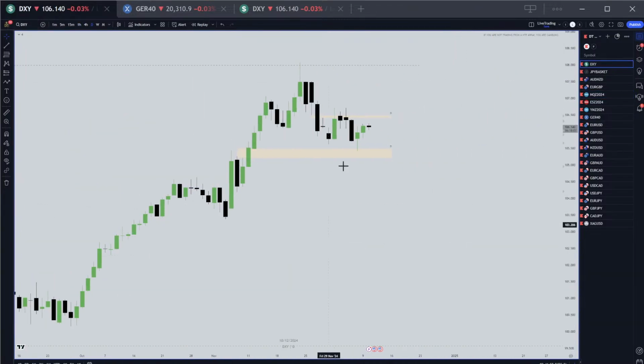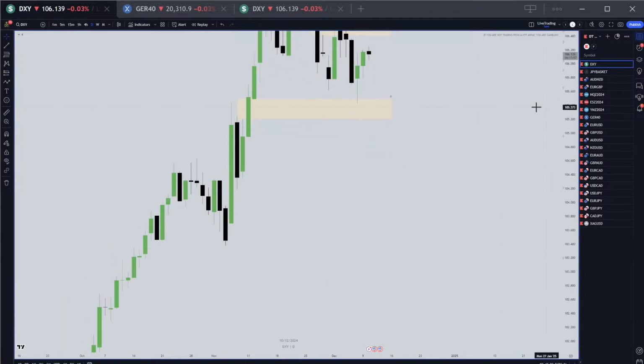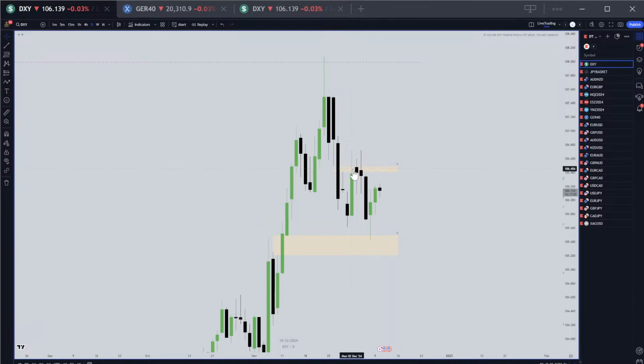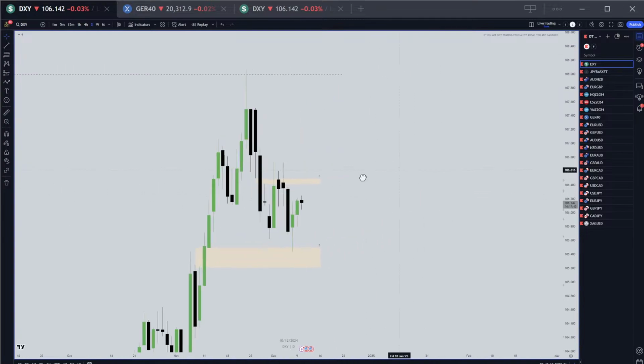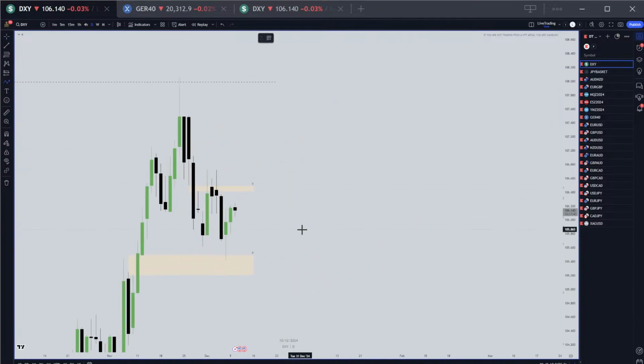Consolidating since, well, actually the whole month. We are in an interesting range between this daily SIBI and this daily BISI. And what you will see most likely at the start of the month, remember, let's say you are bearish for this month, that's an open, high, low, close. So you see the start of the month could be consolidating.